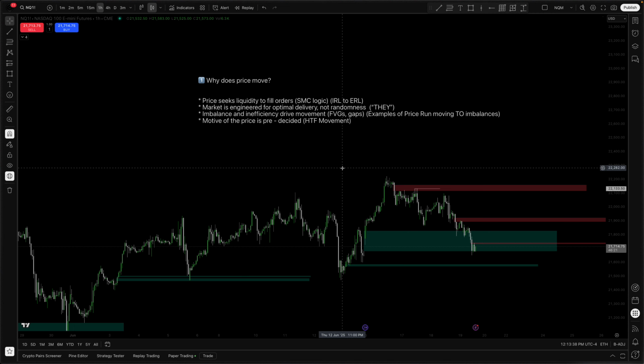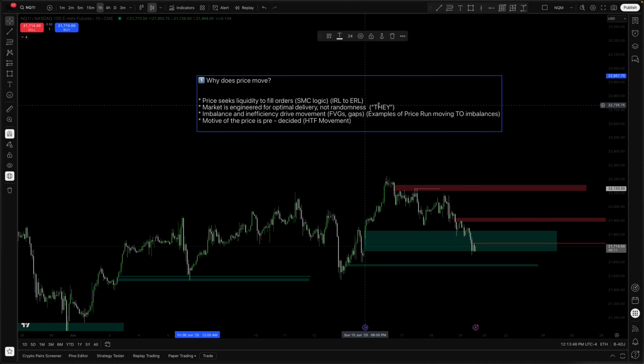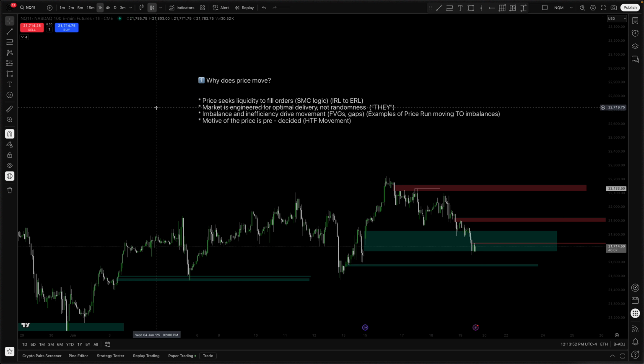Today's lecture is going to be about why price moves, and this is going to be the chronology. Price seeks liquidity to fill orders. The market is engineered for optimal delivery, not randomness. Some people say you buy and sell with your eyes closed and you make money half the time. You don't make money half the time. You actually lose 80% of the time.